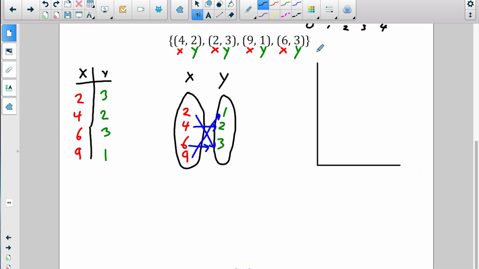Last but not least, we're going to graph these values or these data points. So you've got our X and Y axis labeled there.